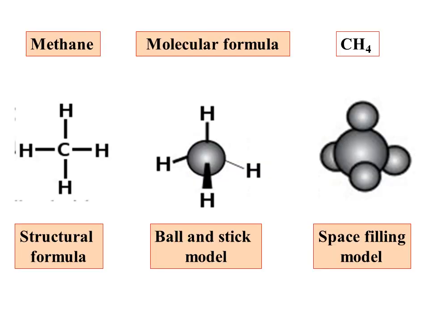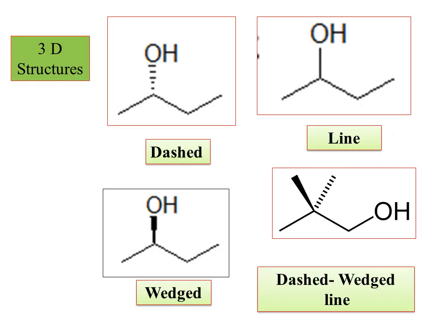Another way we can consider methane, for example: the molecular formula is CH4. The structural formula is carbon attached to 4 hydrogen atoms, satisfied by single bonds, so we write it in a single line. For the ball and stick model, we can write like this. Again, the space filling model, we write like this. This gives an idea of the size of the atoms involved in that particular organic compound.